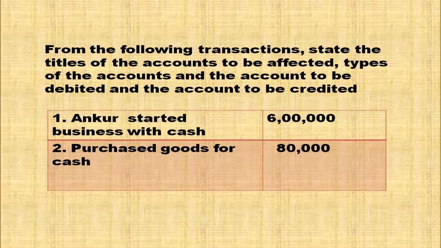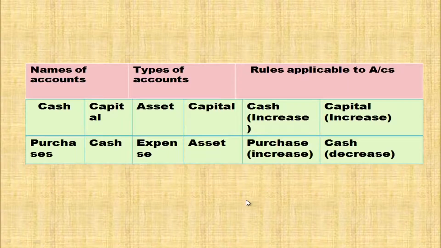From the following transactions, state the title of accounts to be affected and types of accounts and the account to be debited and the account to be credited. Ankur started business with cash rupees 6 lakh. The affected accounts are cash account and capital account. Cash is an asset account. Capital can be included in the capital account.